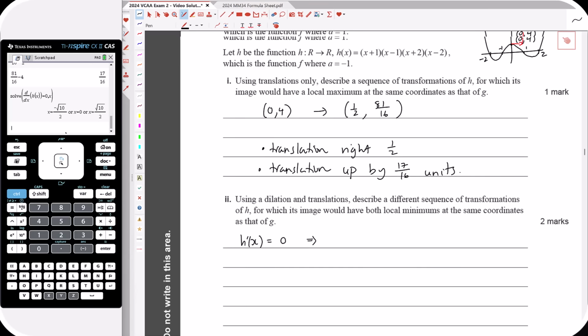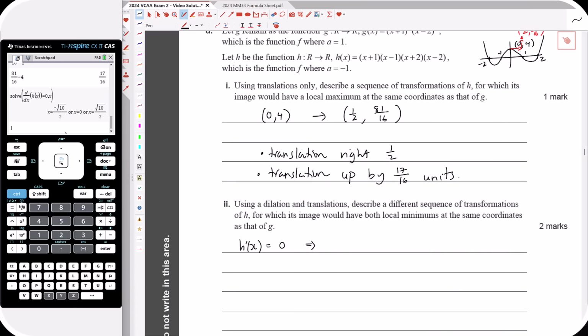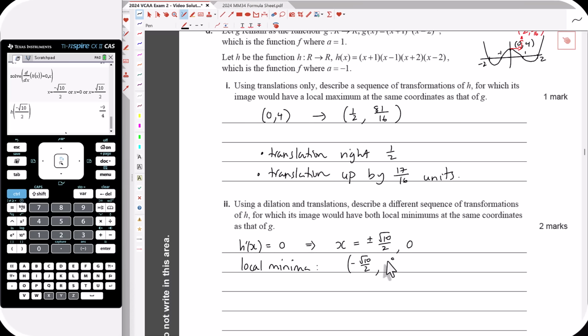Okay, so we already knew there was a turning point when x equals 0. That's that local maximum, but now we know where the other two are. So it's x equals plus and minus root 10 on 2, and x equals 0, which is the one we knew about. So local minima, it's going to be negative root 10 on 2. Let's calculate what the y value is. Negative square root 10 over 2. Okay, negative 9 on 4, and also positive root 10 on 2. Imagine it has the same y value because we can see from the graph that it's symmetric. Let's just check it. Yep, negative 9 on 4.